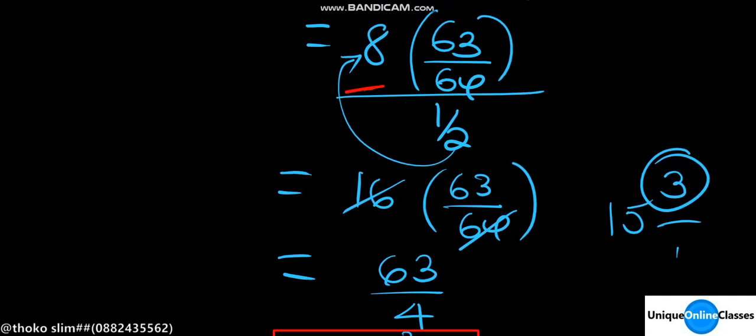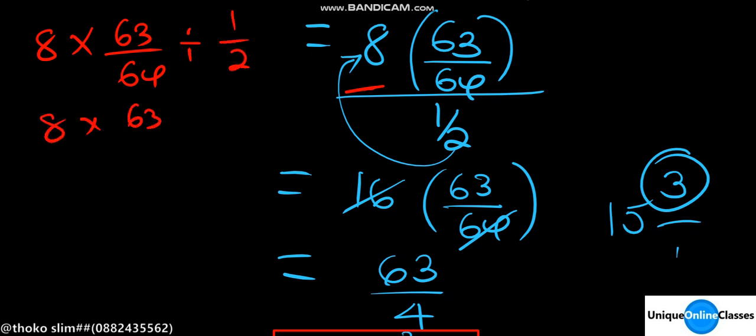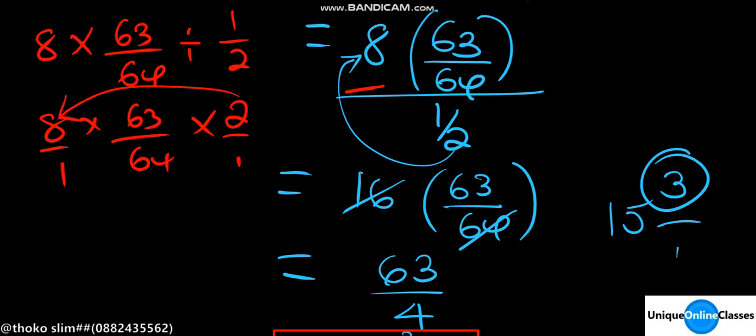Maybe you are lost here. So it's 80 times 63 over 64, then divided by half. So it's 80 times 63 over 64 times 2 over 1. That's the summary of it.